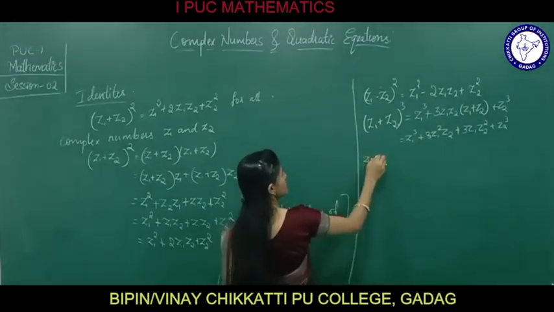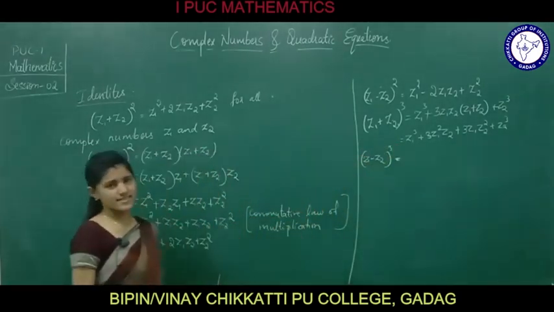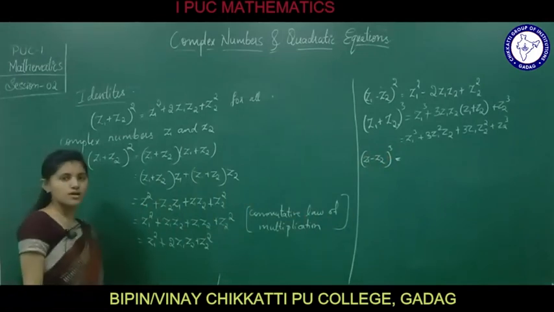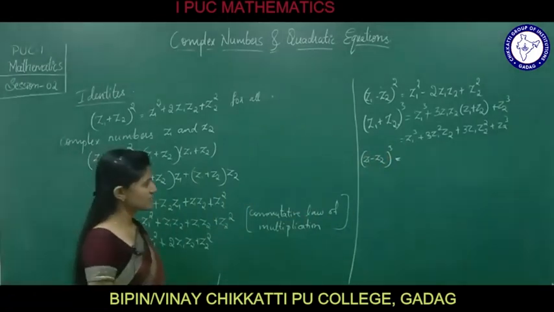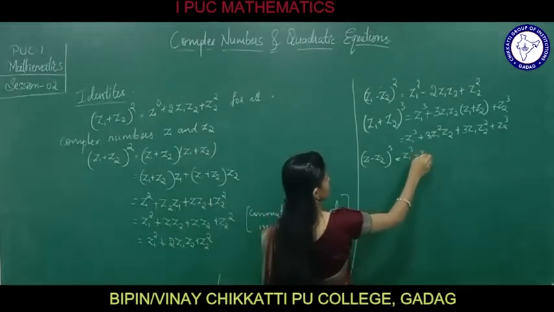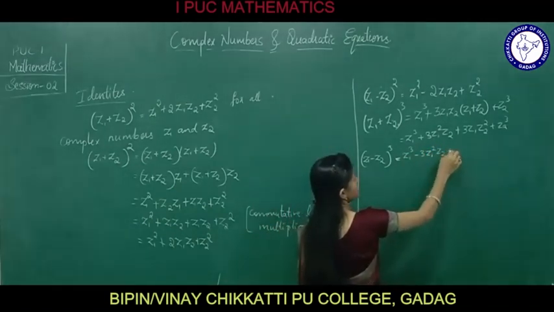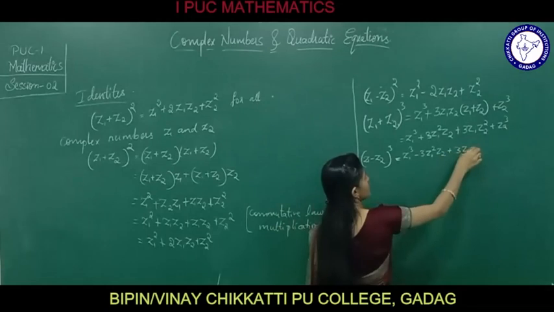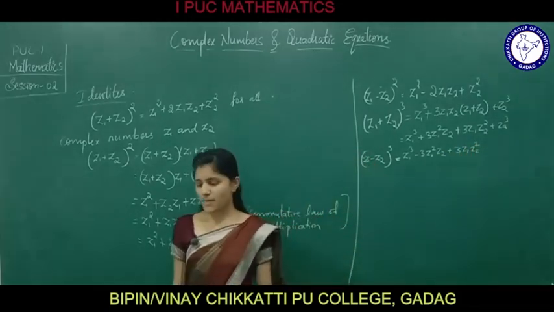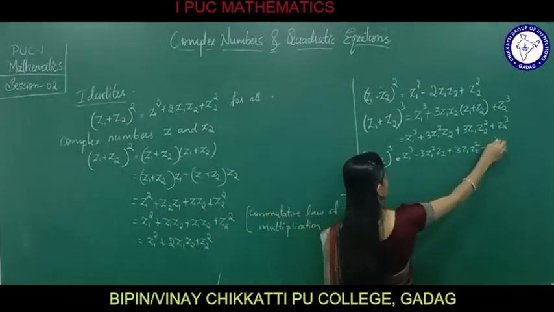What about (z1 - z2) whole cube? Very simple identity is there. This is (a - b) whole cube. That can be written as z1 cube minus 3 times z1 square into z2 plus 3 times z1 into z2 square, and lastly we are left with minus z2 cube.